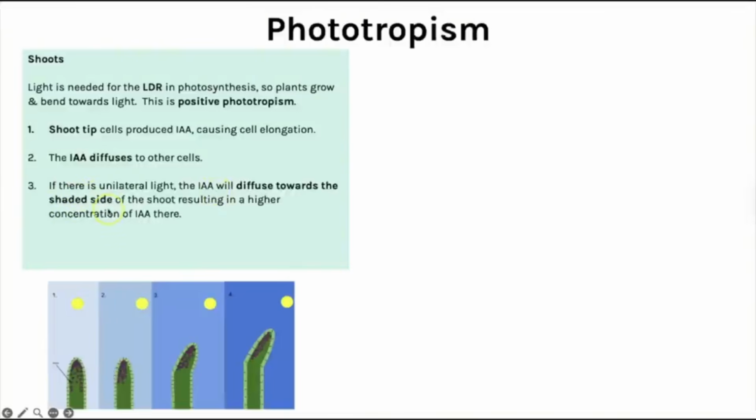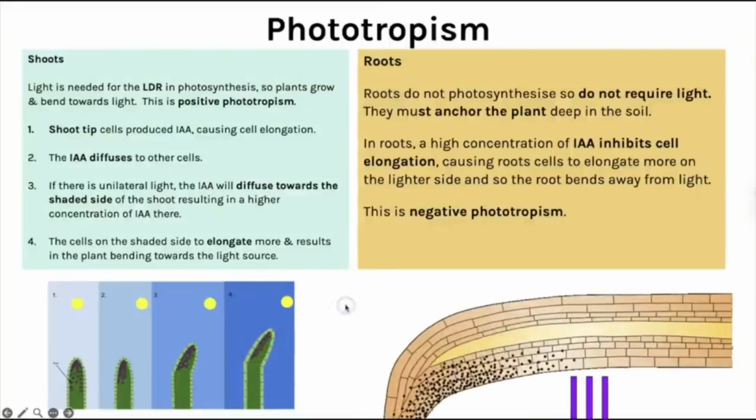And that is what we call unilateral light source, and therefore we get this uneven distribution of IAA. And the cells that are exposed to the IAA are going to elongate more, and as a result, the shaded side cells will be longer than the light side, so it's longer and it bends over towards the light source.